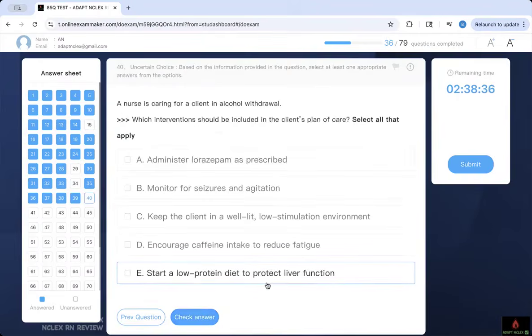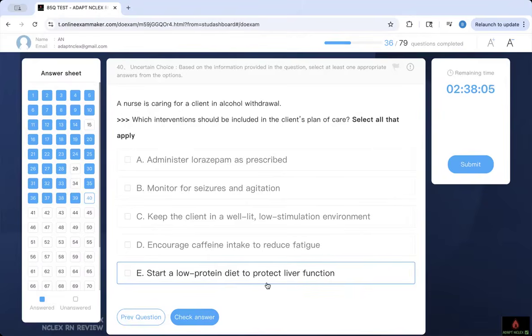Very, very important. A nurse is caring for a client in alcohol withdrawal. Which intervention should be included in the client's plan of care? Alcohol withdrawal, what should be your priority? Let me know. Administer lorazepam as prescribed. Monitor for seizures and agitation. Keep the client in a well-lit, low-stimulation environment. Encourage caffeine intake to reduce fatigue. Start a low-protein diet to protect liver function.